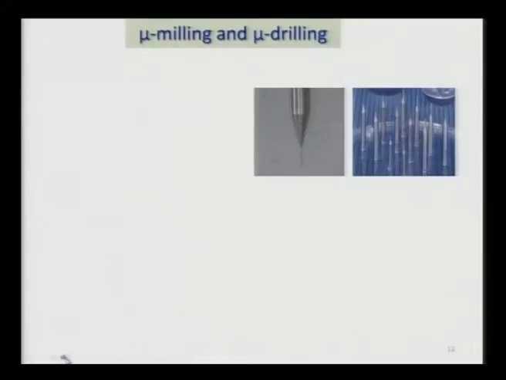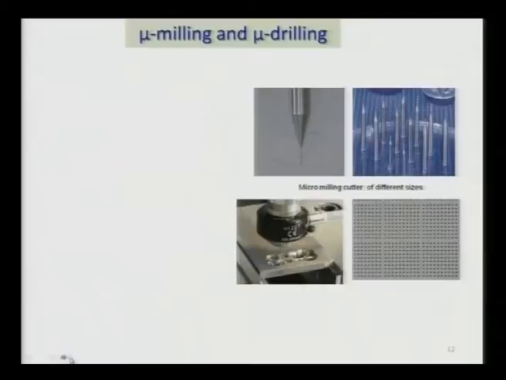You can perform various kinds of operations using the EDM process. You can do micro milling operation, as you can see here. Here is the micro milling tool or cutter, and you can see the micro milling operation is being performed. The feature is being created with the help of the micro tool. These are enlarged views of these figures, and then you can have different kinds of tools, as you can see in the top right hand side figure.